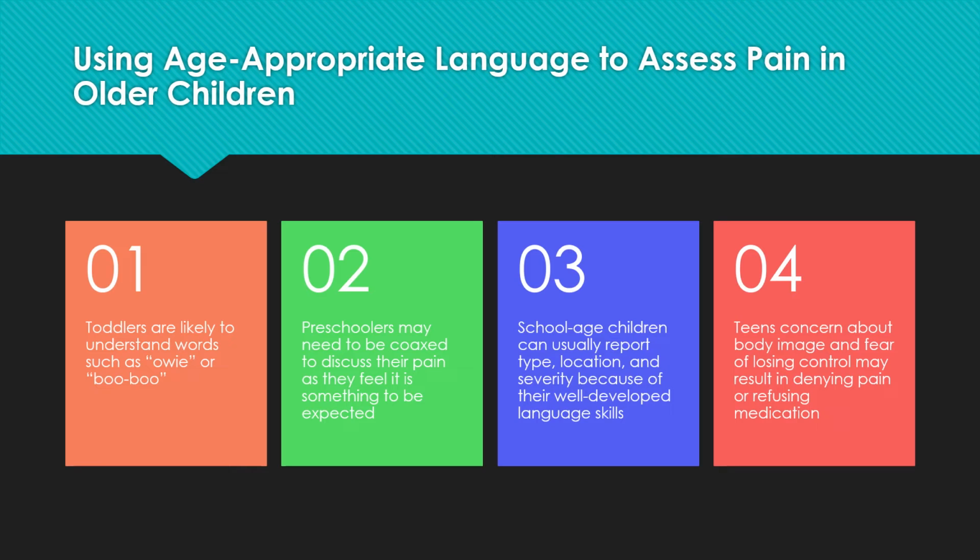Some of the pain scales that we can use for our preschoolers are our FACES scales. Maybe they can put a little drawing, right? 4 or 5-year-olds can draw and then point to pain on their drawings. They could even point to their bodies and let you know. School-age children can usually report type, location, and severity because they're well developed with their language skills at that point. And then, of course, our teenagers or adolescents usually are more concerned about their body image and fear of losing control. So a lot of times they're going to deny pain, they're going to refuse medications because they don't want to lose that control.